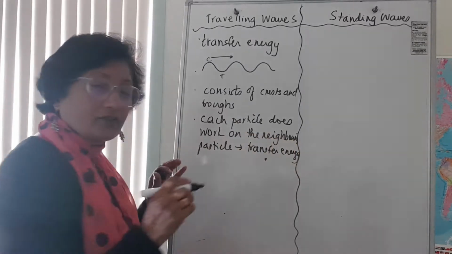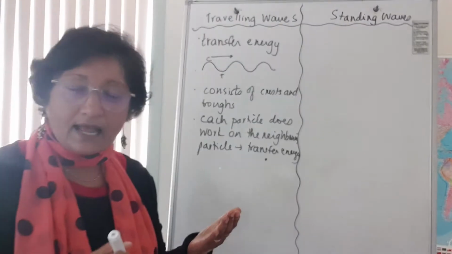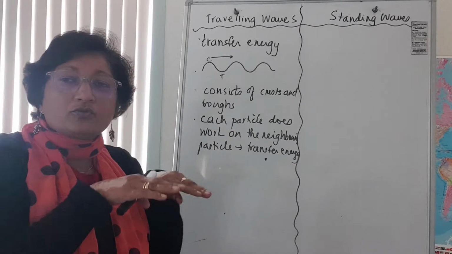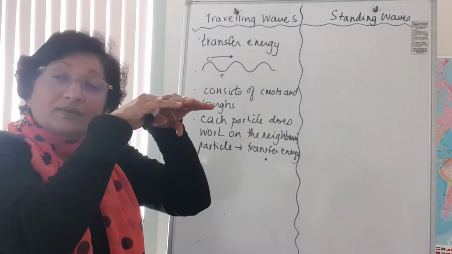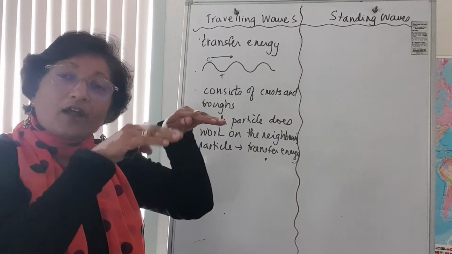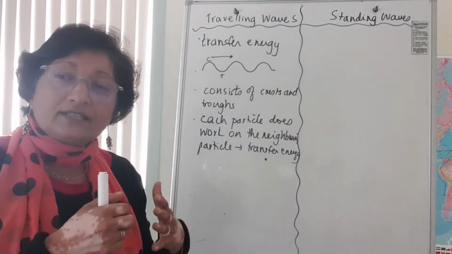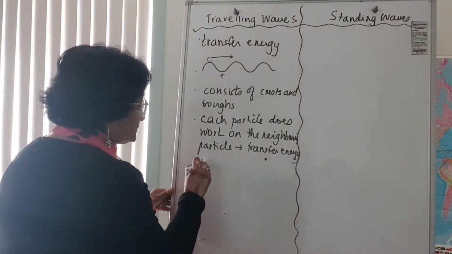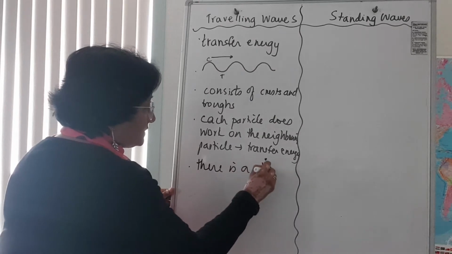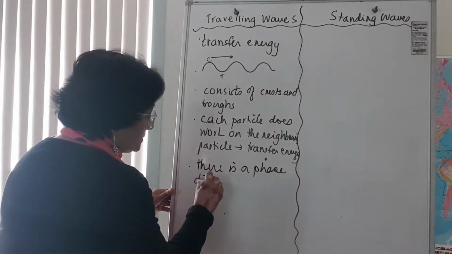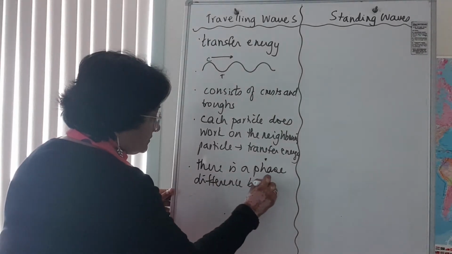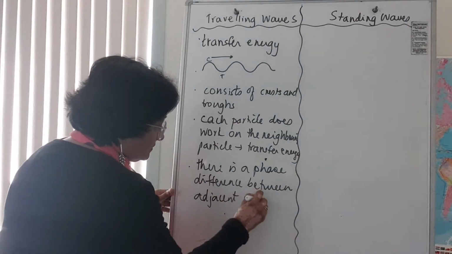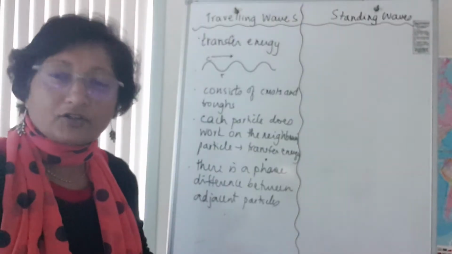Now the other thing about a traveling wave, which I'll show in class using the wave machine, is that the particles are in simple harmonic motion, but you will notice that all the particles are not doing exactly the same thing. Each particle is kind of out of step with its neighbor. So we say there is a phase difference between adjacent particles. So these are some of the things about traveling waves.